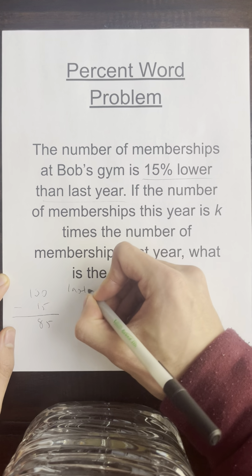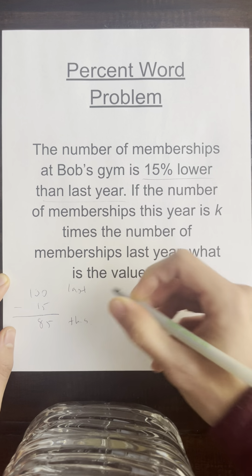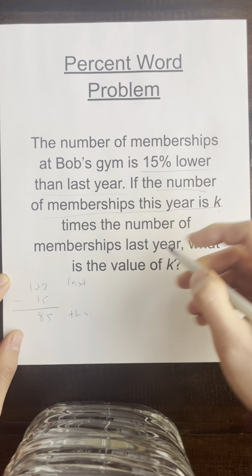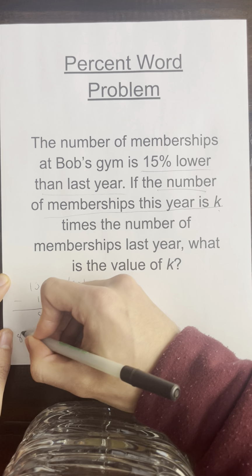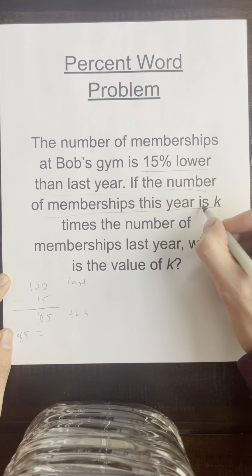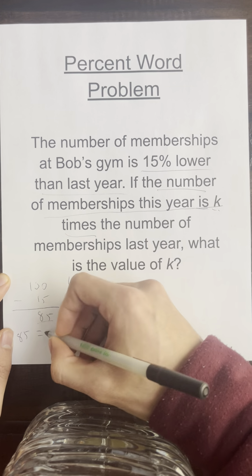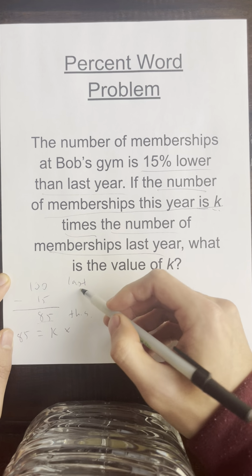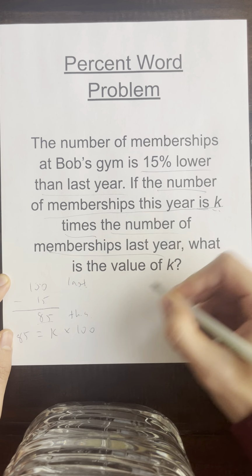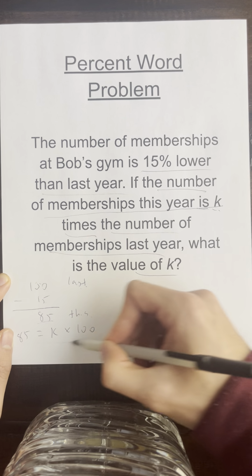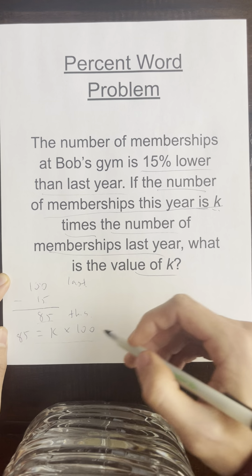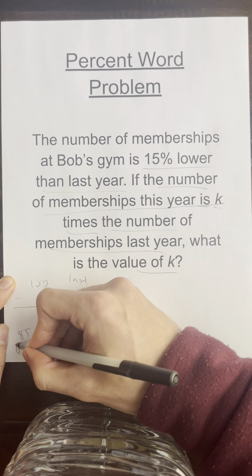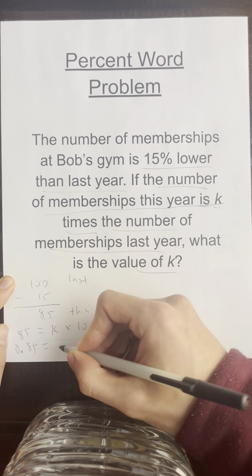So I'll write last year here and this year here. Okay, and the next line says the number of memberships this year, so 85, is equal to K times the number of memberships last year, which was how much again? 100. And they want to figure out K. So what do we do to both sides to figure out K? We divide both sides by 100. And in order to divide 85 by 100, just stick a decimal point from the second to last digit. So it becomes 0.85 is equal to K.